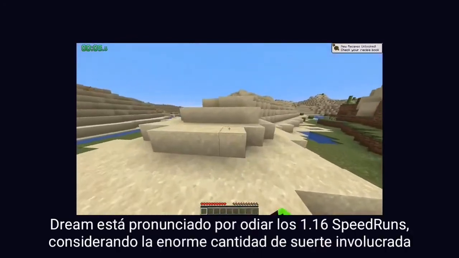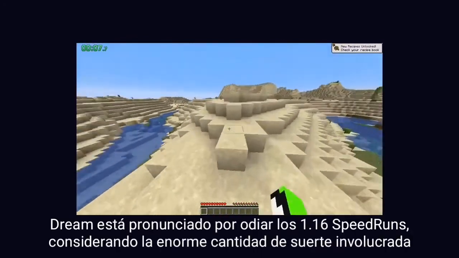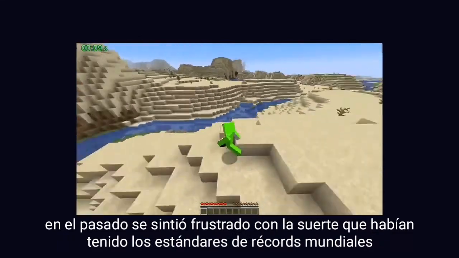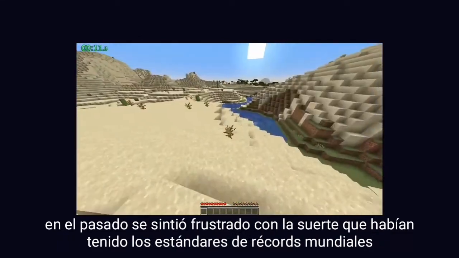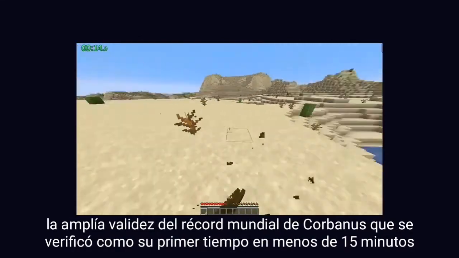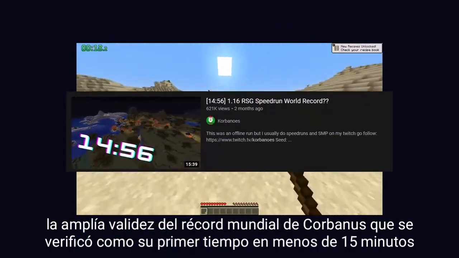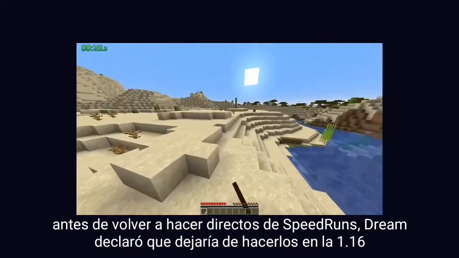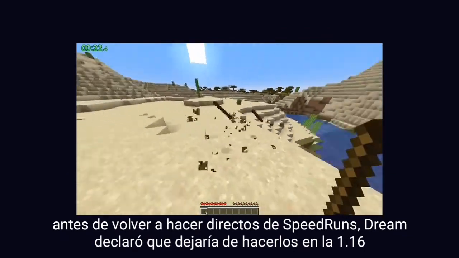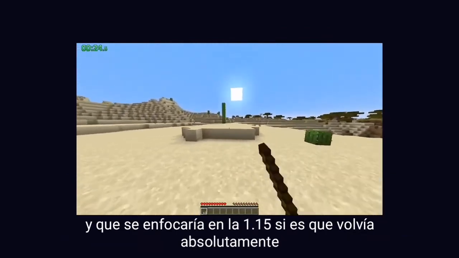Dream is on the record for hating 1.16 speedruns considering the enormous amount of luck involved. In the past, he had gotten frustrated with just how lucky the standards for world records had gotten, openly contesting the validity of Corbanus' world record, which was verified as the first sub-15 minute time. Before coming back to live streaming speedruns, Dream stated that he would stop running 1.16 and focus on 1.15 if he came back at all.